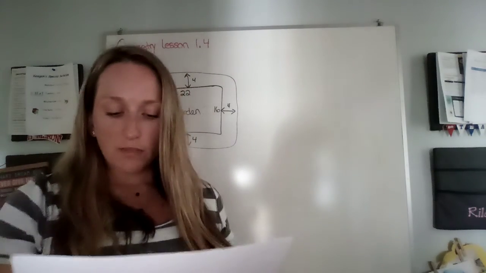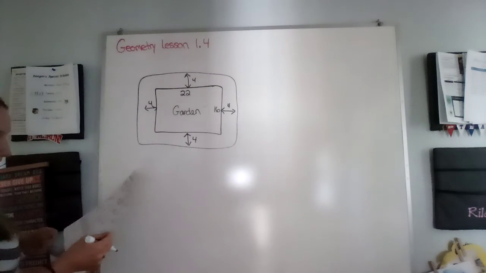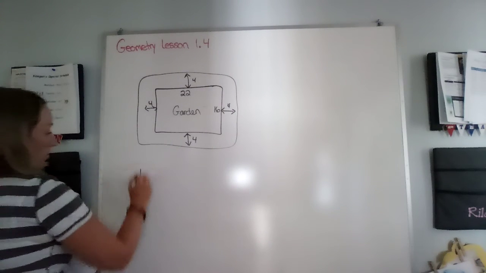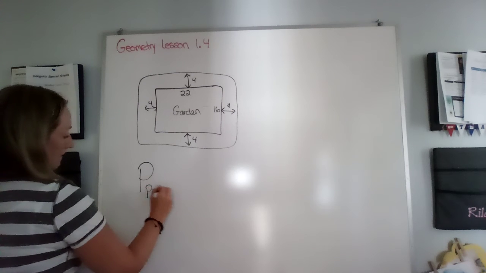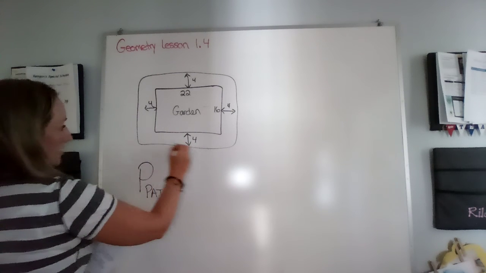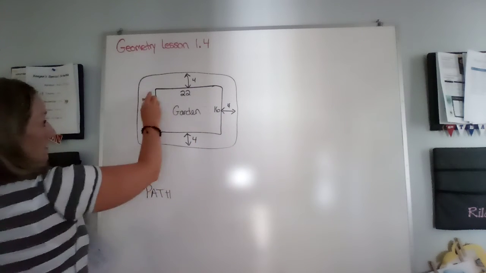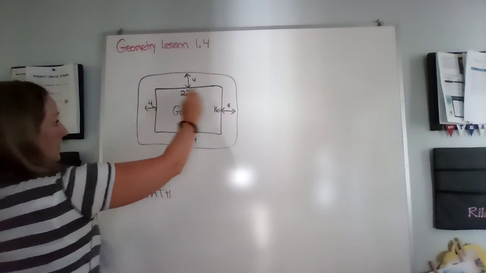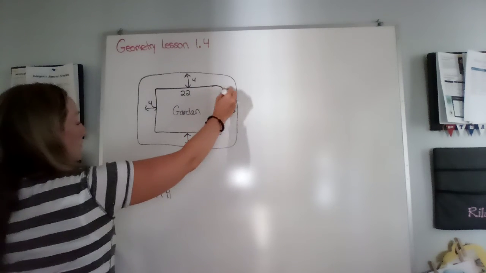how much edging material will they need? Okay, so how much edging material will they need? So in other words, we want to know what is the perimeter of your path. Okay, because this is the edging material around the path that they're going to need. All right, so if this is 22 feet for the garden, I have an extra 4 feet over here and an extra 4 feet over here.